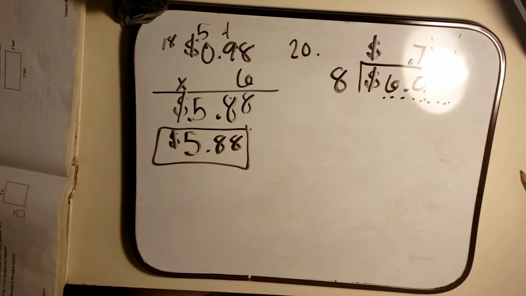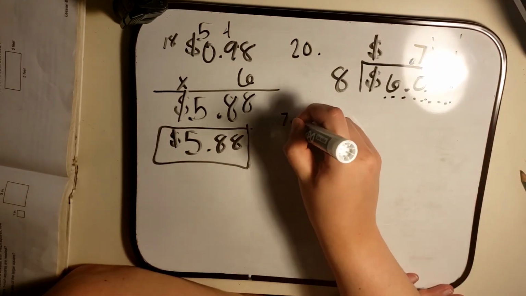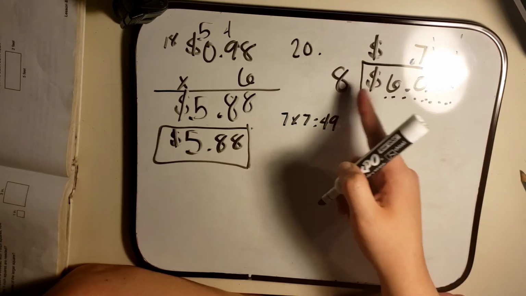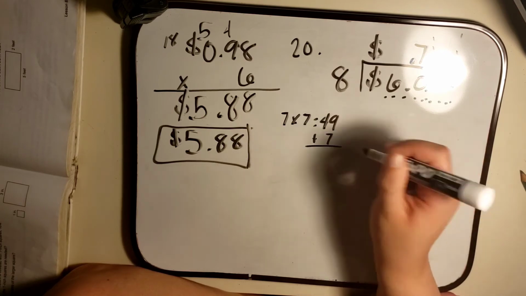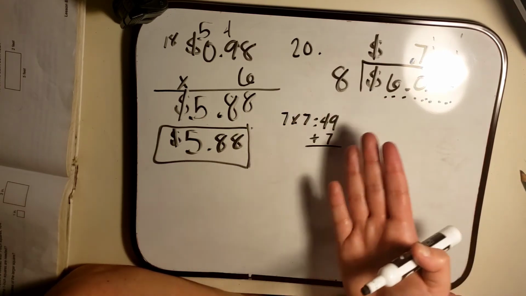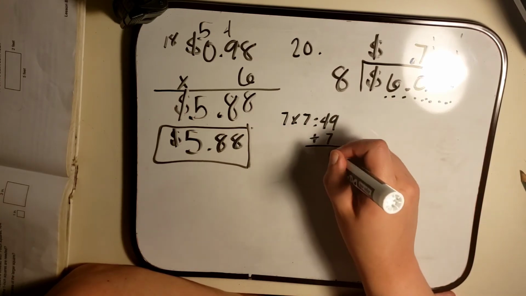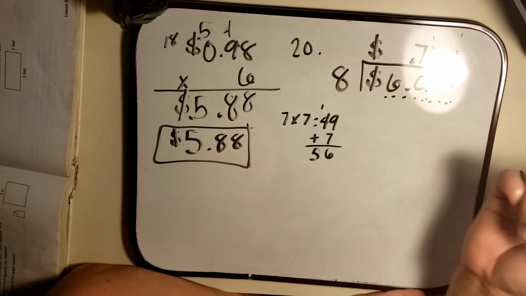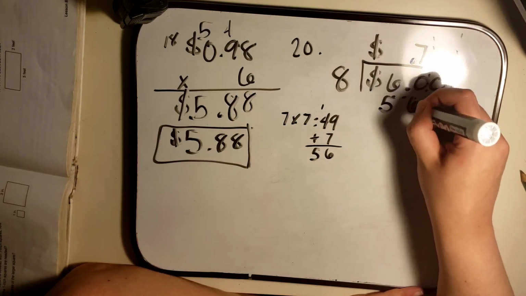So I'm going to show you guys. I know 7 times 7 is 49. So to figure out 7 times 8, I'm just going to add another 7. And this is how I figure it out if I know the ones around it. So 49 plus 7 is 56. So, yep, that is the closest I can get without going over.